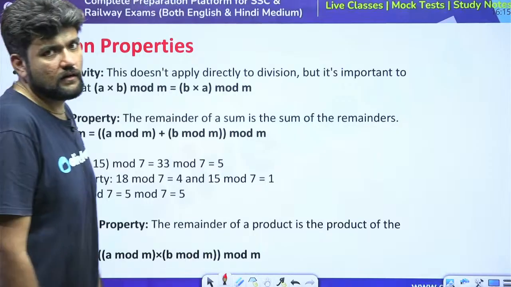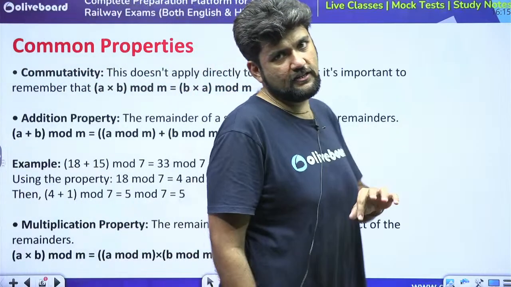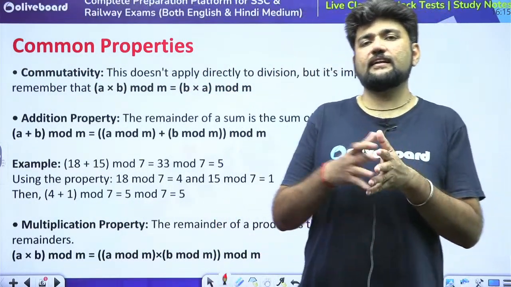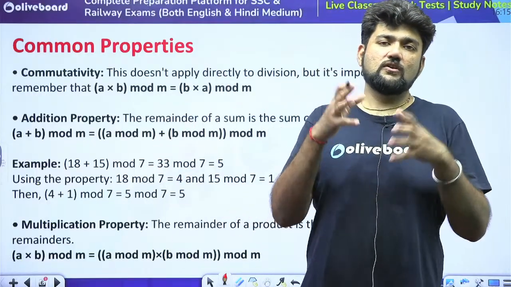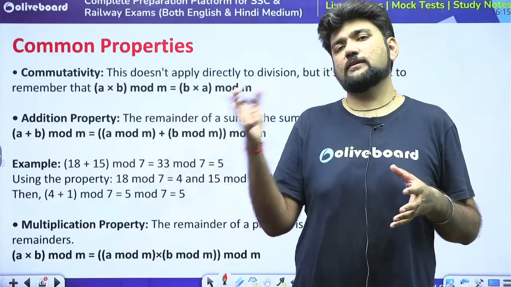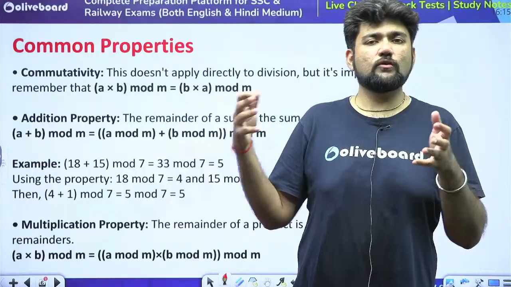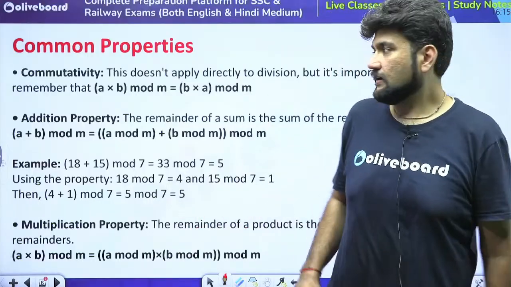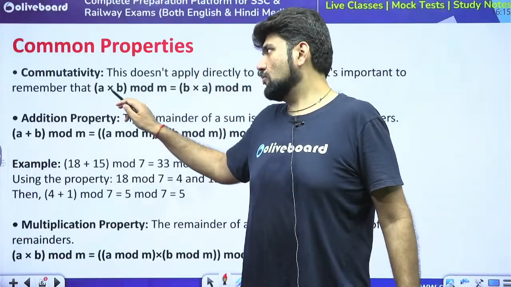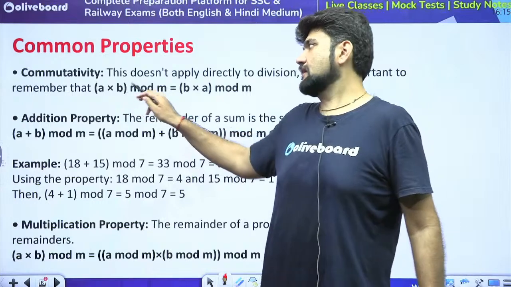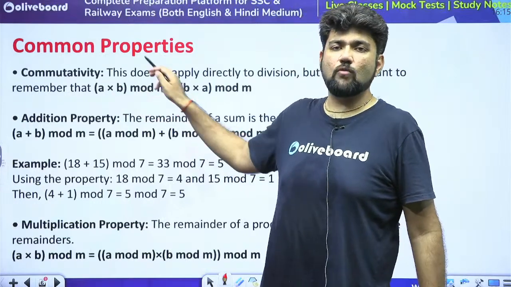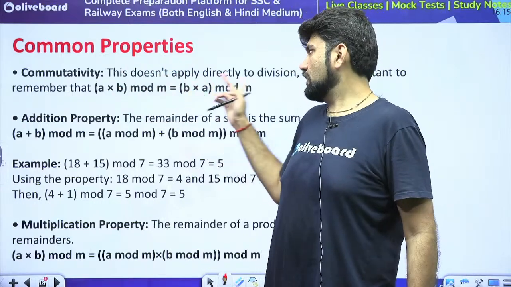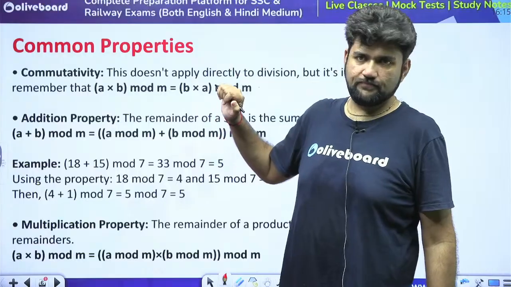Commutativity. Commutative property of multiplication and addition. It implies that if two numbers are added and I change the order, 2 plus 5 will be equal to 5 plus 2. 7 into 9 will be equal to 9 into 7. Similarly, if I multiply two numbers and apply the mod, A into B mod M will be equal to B into A mod M. That is not going to change.